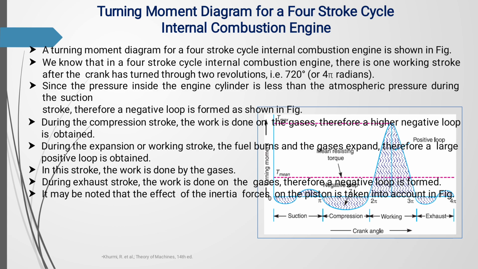We know that in a four-stroke cycle internal combustion engine, there is one working stroke after the crank has turned through two revolutions. All of you know this point very clearly. Only after two complete revolutions do we get one power stroke. That means 720 degrees, the complete two revolutions.